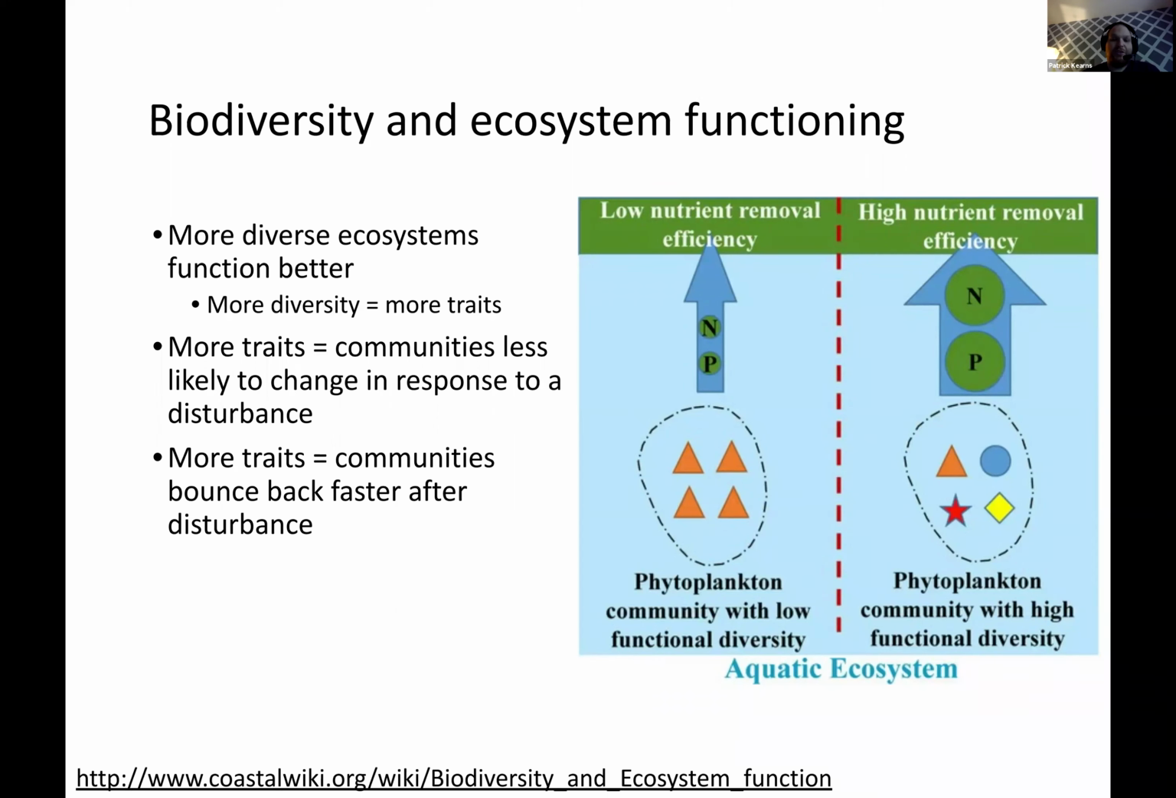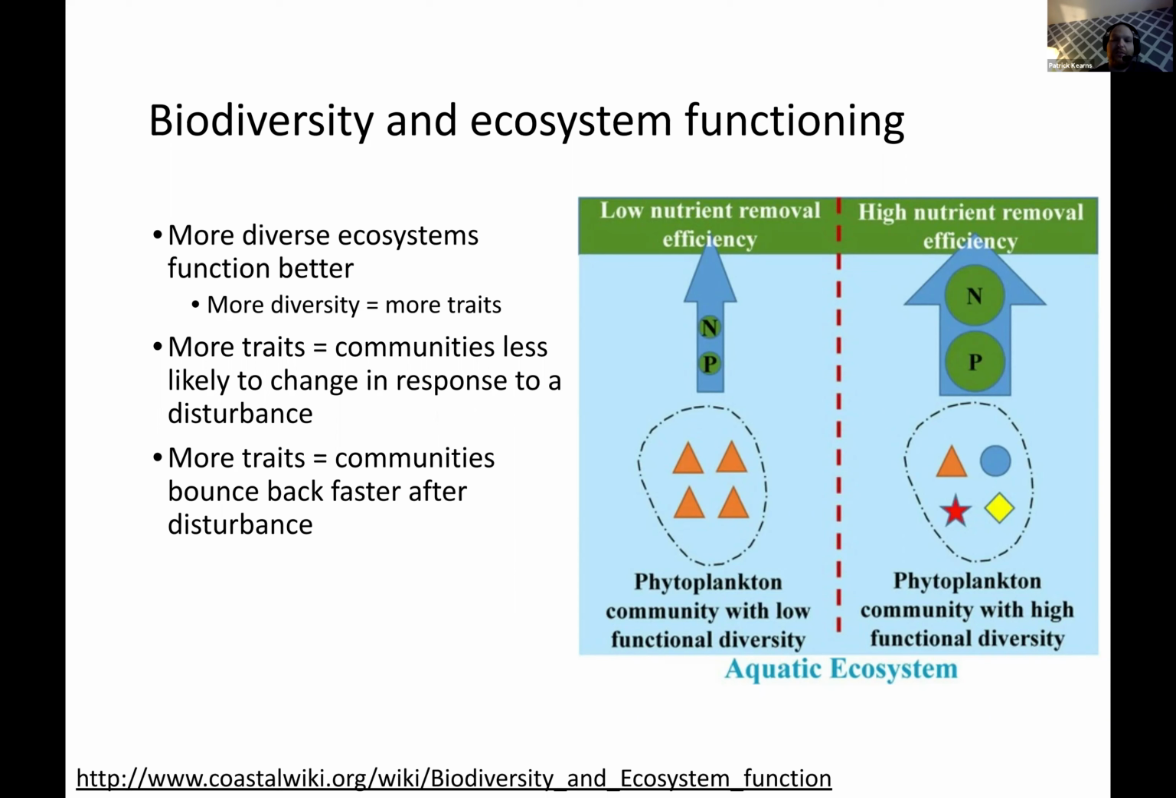And when you have more traits, that means your communities are less likely to respond to change in response to a disturbance. And if you have more traits, communities are also likely to bounce back faster after disturbance. So put it this way: if I have a community that's hit with a hurricane, the community that has more biological diversity, more traits, is less likely to change in response to that hurricane and is likely to bounce back faster in the event that it does change in response to the hurricane.